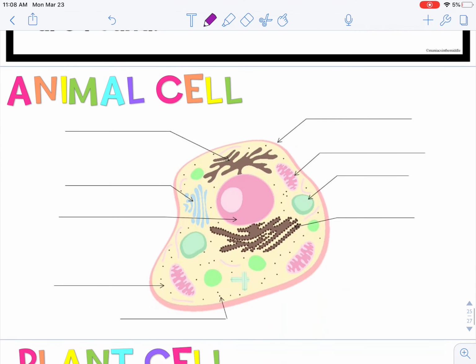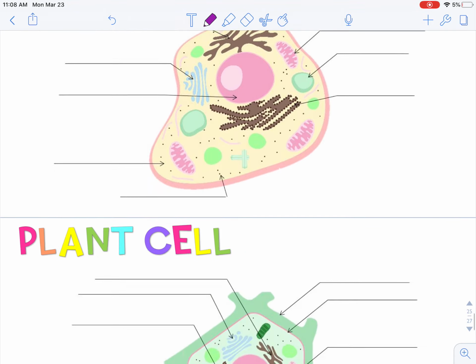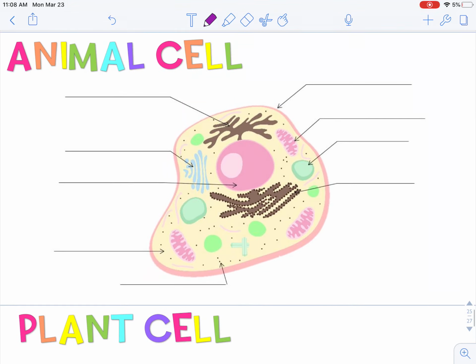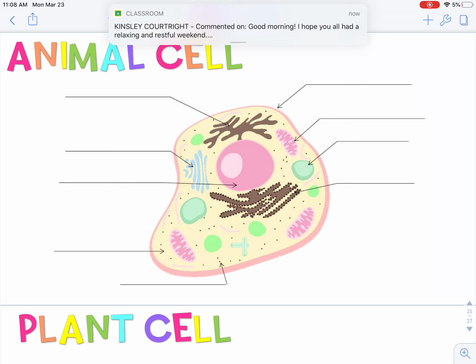So last thing we're going to do is label your cell. Both cells have a lot of the same organelles. Just remember those plant cells have 2 extra. These pictures are both a cell cut in half. So it's like we're looking at half of a cell. It's almost like you would take 2 of those fruit jello cups and put them on top of each other as a whole cell. And then when we take them apart, we have 2 halves of the cell.